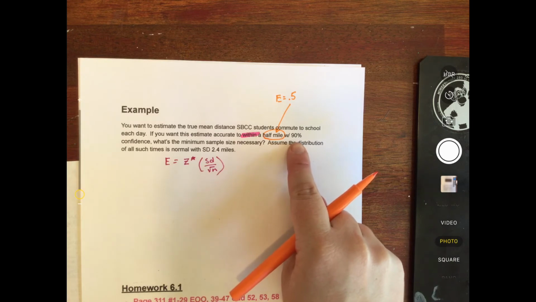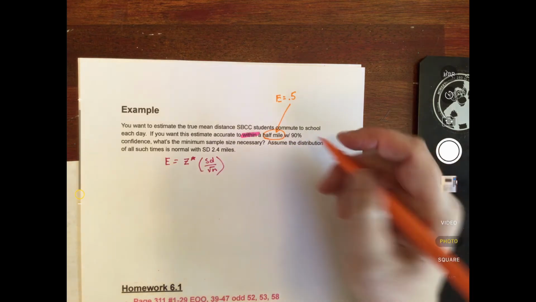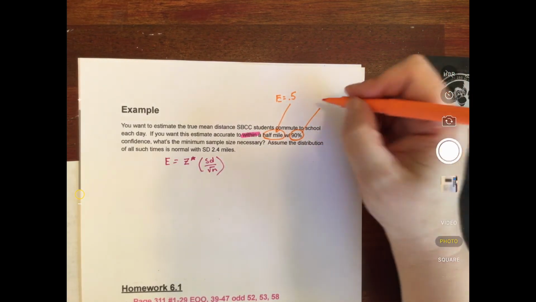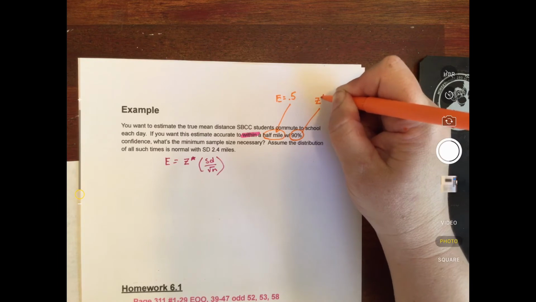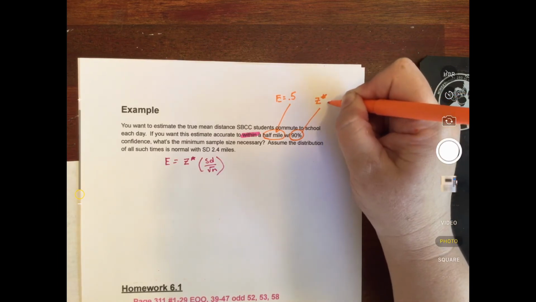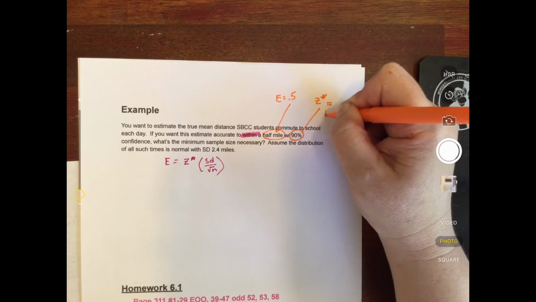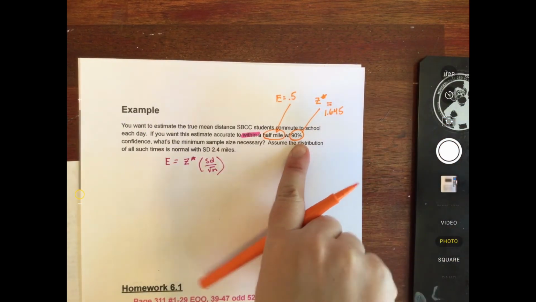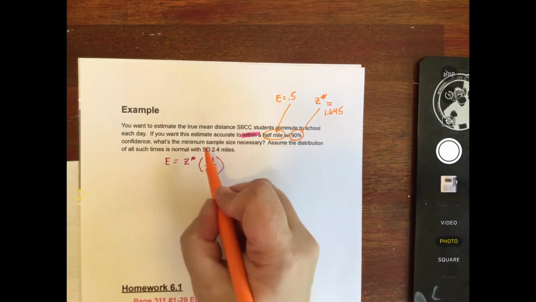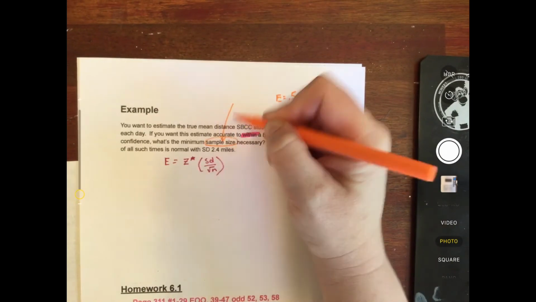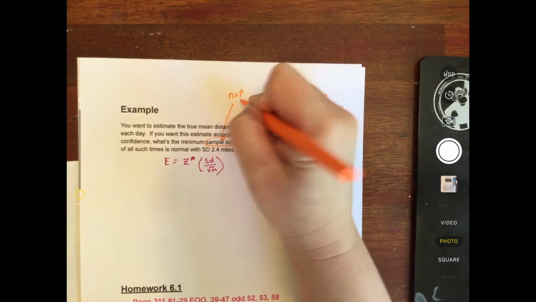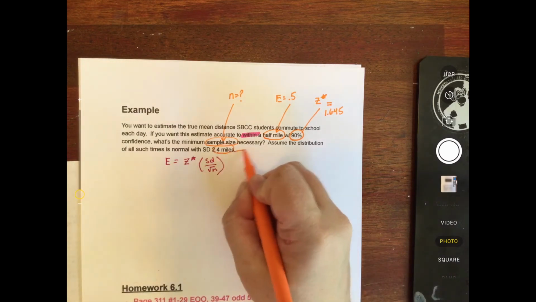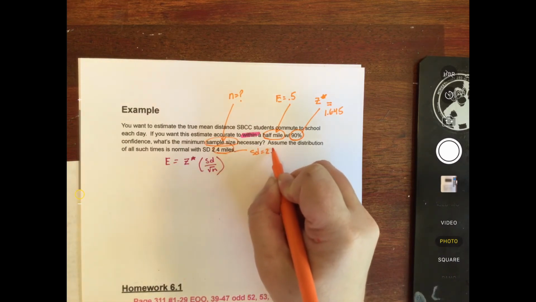You want to be 90% confident. Okay, well, from this 90% confident, we can find our z critical value. We solved this before, but your z critical value is equal to 1.645 if you want to be 90% confident. What's the minimum sample size needed? That's what we're going to be solving for. So we're actually solving for n. Assume the distribution is normal and the standard deviation is 2.4.